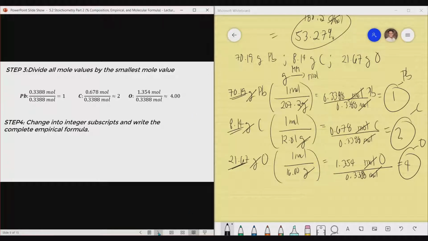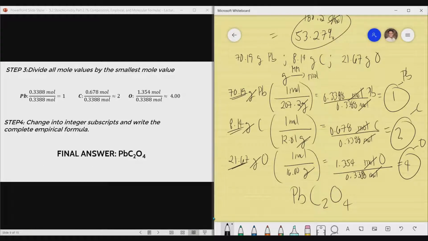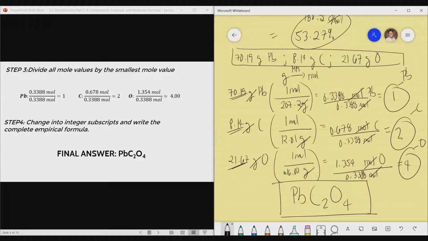So therefore, our final answer would be Pb1. The subscript is 1. Automatically, that is 1. Do not write anything in the subscript. Carbon 2, so I'll be writing 2. Oxygen 4, because 4 is the answer. So this will be your final answer for the empirical formula of this particular given. Okay? So I hope this sample problem gives you an idea on how we can compute empirical formula.